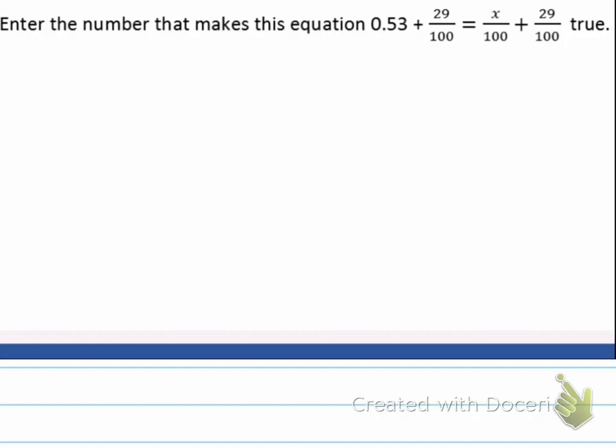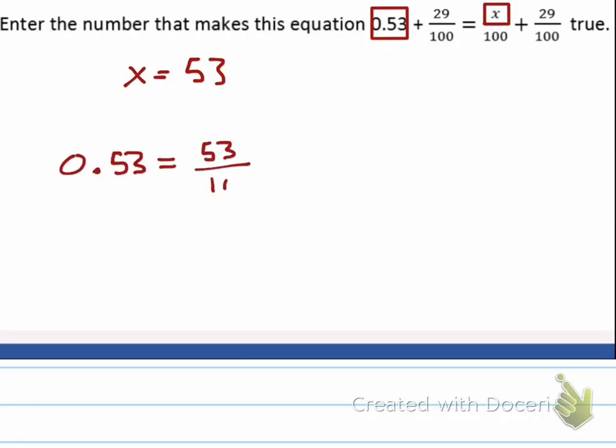Enter the number that makes this equation true. So all I want to do is I want this to go here. So the answer here is x equals 53. 0.53 equals 53 over 100. Okay, so you just need to know how to convert from decimals to fractions.